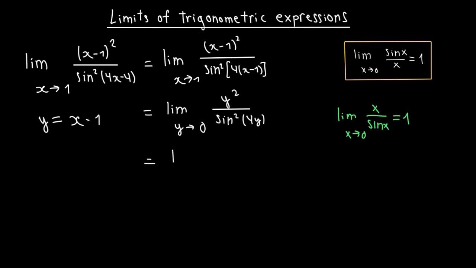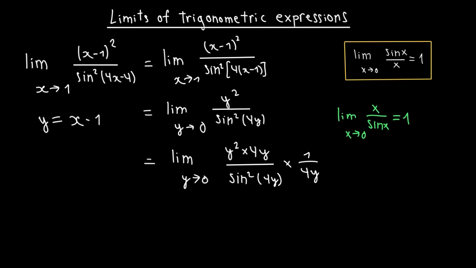So we multiply on top and on the bottom by 4y, so we have the limit as y tends towards 0 of y squared times 4y divided by sine squared of 4y times 1 over 4y. But remember, since we have sine squared and not just a simple sine, we need 2 of the 4y, so 4y times 4y, in other words, 4y squared. And this simplifies our problem because now we can use the x over sine x limit, which is 1.